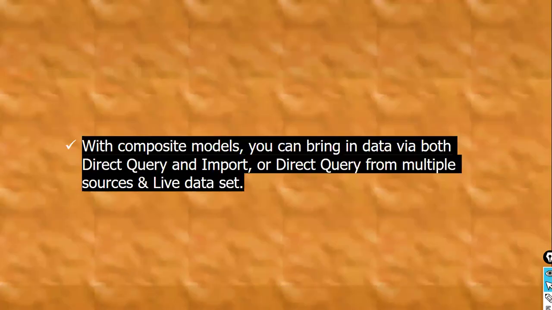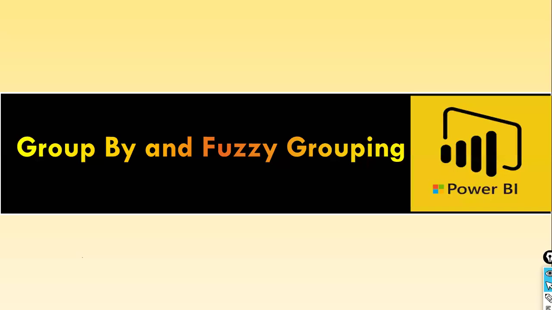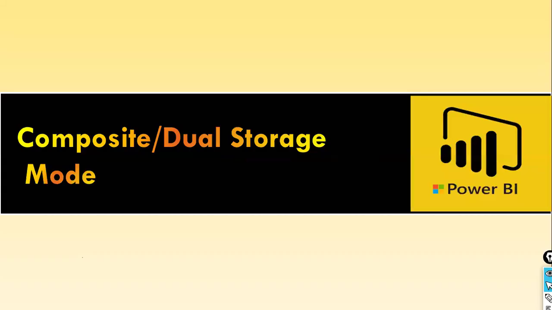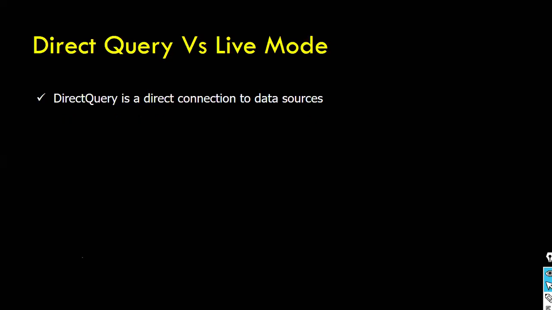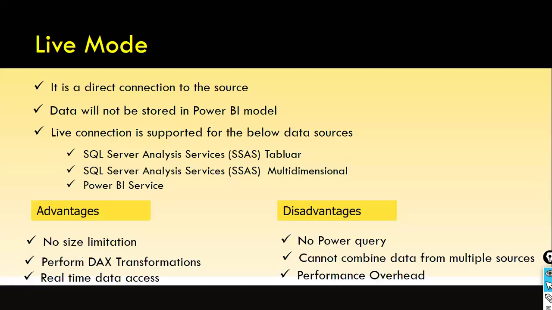In composite mode you have some imported tables, and you have DirectQuery related tables. That is what your composite tables are. And the dual mode, dual storage mode. At the outset of today's session, I have shown you, right?